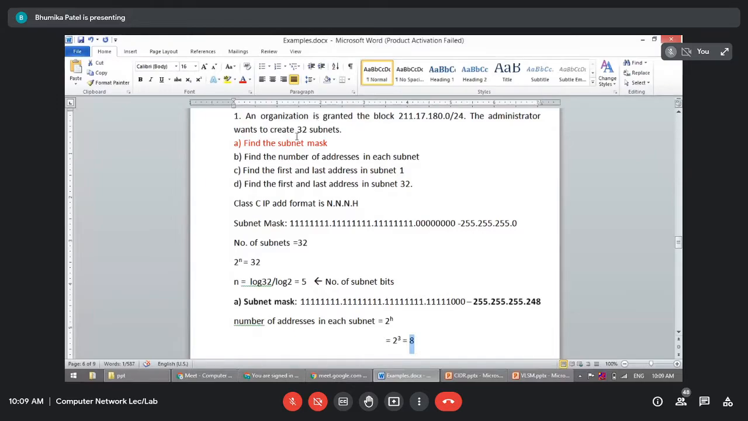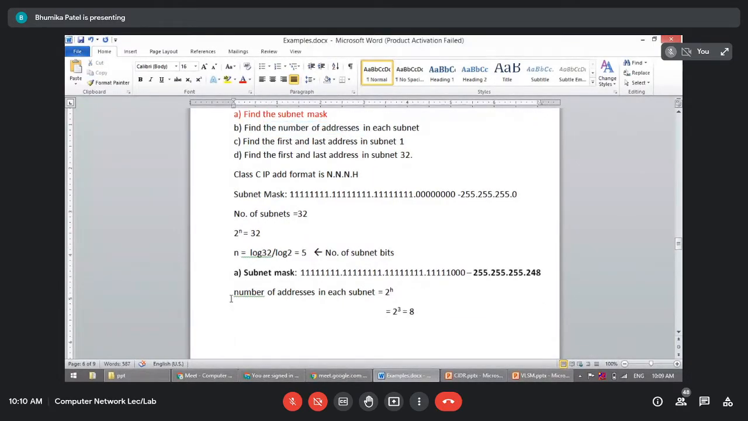Now how many subnets do we have? 32 subnets are there and each has 8 IP addresses. Okay, so this is our answer. Second matter: number of addresses in each subnet is equal to 2 raised to h. That is it. Third one.